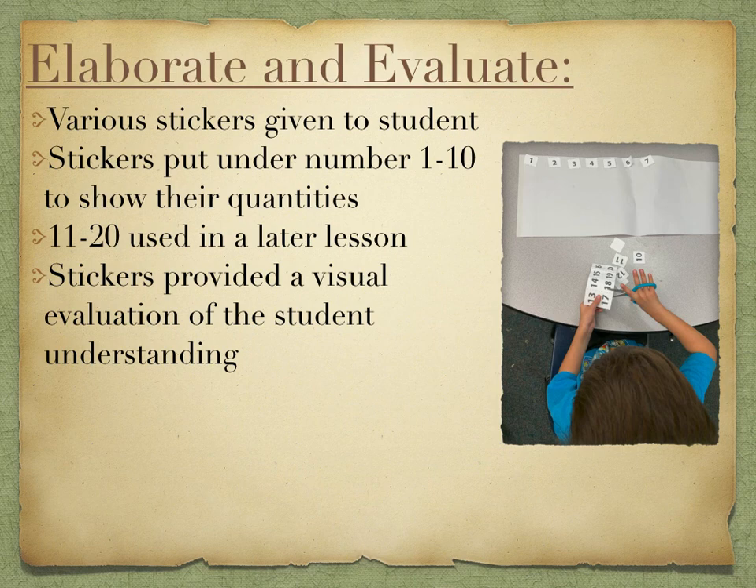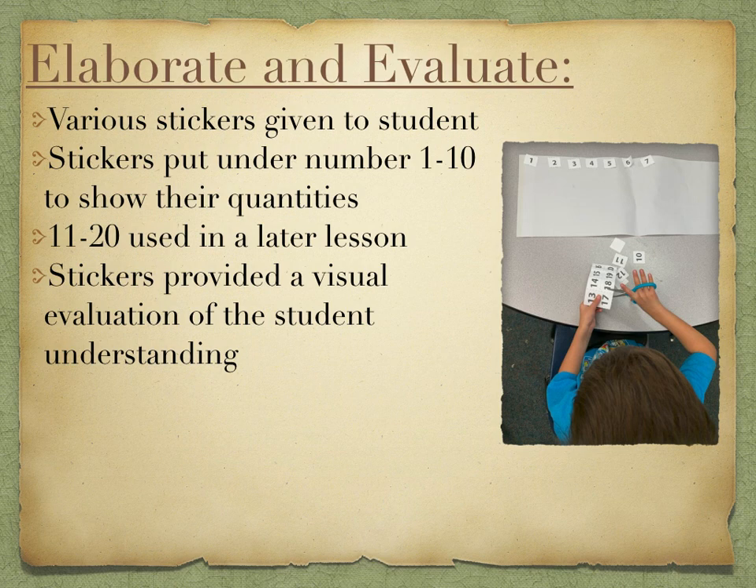Then in the elaborate and evaluate section, what we did is we utilized that number line that we had previously started to make. And what I did is I provided him stickers. He actually really loves the stickers in our classroom. So what we did is we used the stickers to place under each of the numbers to represent their quantity. So for example, under number 4, there will be 4 stickers. But during this lesson, it did take a little longer than I expected to cut and glue.